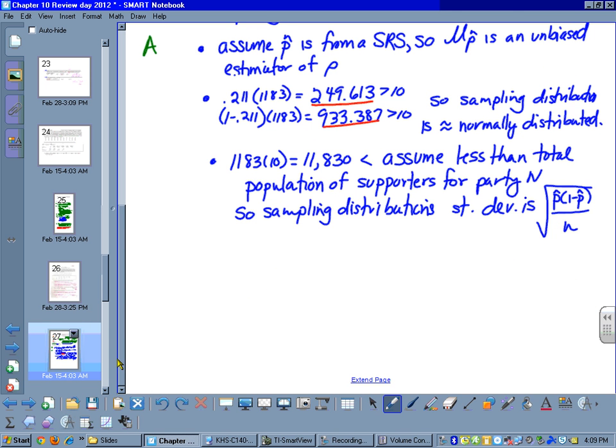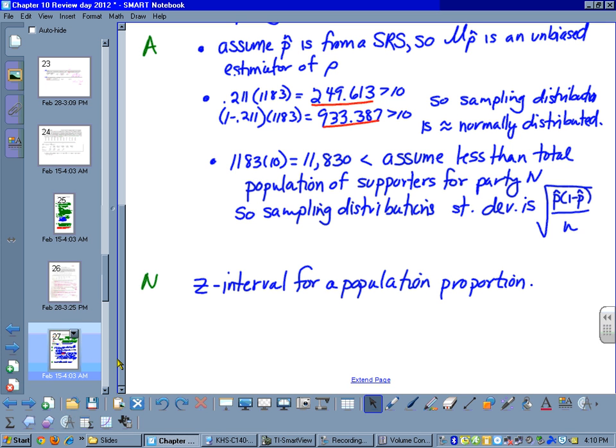All right, name the test. The test is going to be a z interval for a population proportion. I don't need degrees of freedom because I'm not in the t distribution. Calculate the interval. The formula for the interval is p hat plus or minus z star times the square root of p hat times 1 minus p hat divided by n.